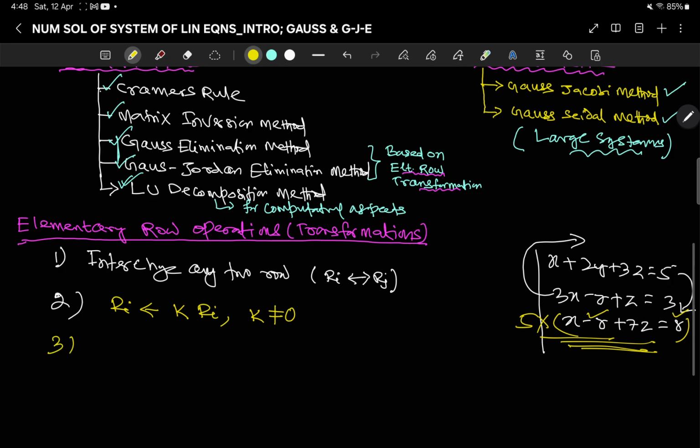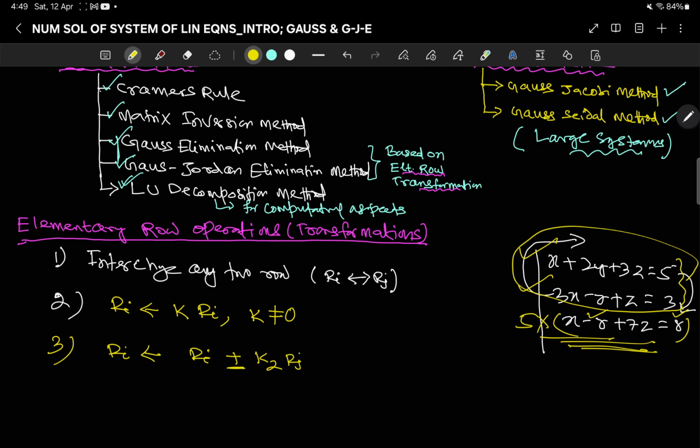And third, suppose I add two rows with certain constant multiplication to create a third row, and I replace one row, then also the system is not going to change. Means we can increase a row by a constant multiple of another row, we can also decrease it. We can increase or decrease a row. This is the most important property.